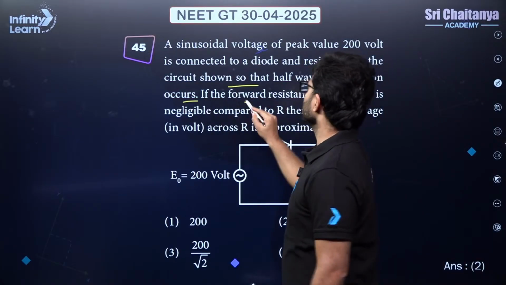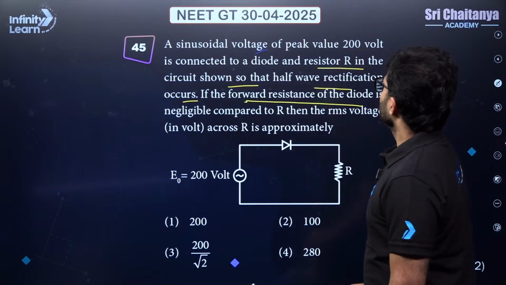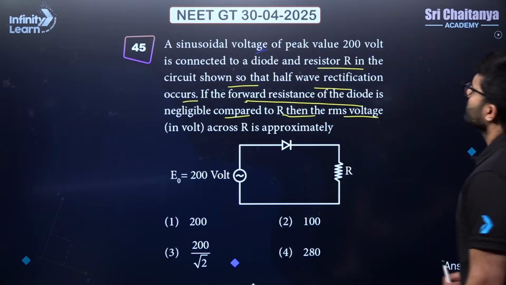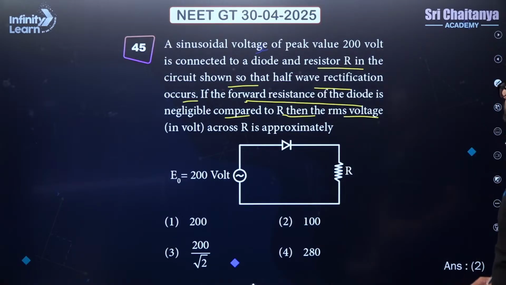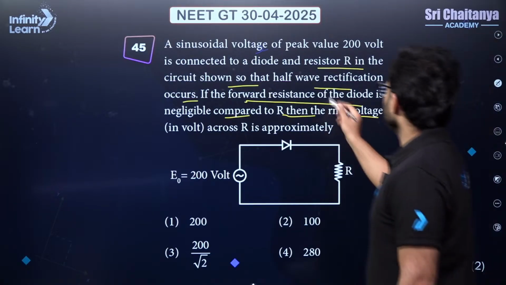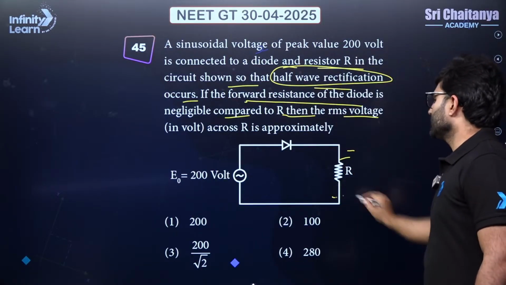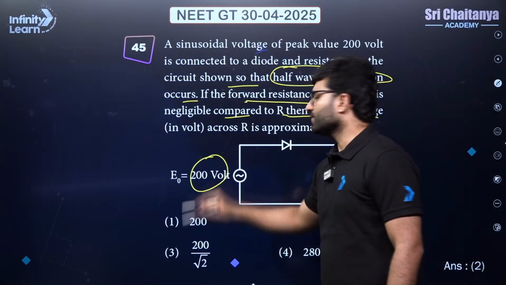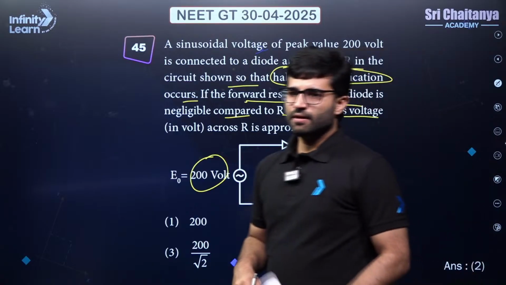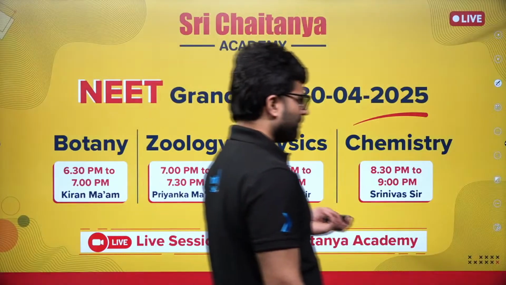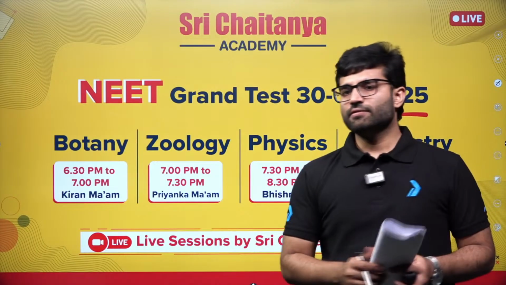Wave rectification occurs if the forward resistance of the diode is negligible compared to R, then the RMS voltage is... So basically, this is a half wave rectification, which means that half of it would be transferred to the resistor. So very, very simple. Out of that 200, 100 would be transferred, right? That is clear. So with this officially we are done with this discussion.